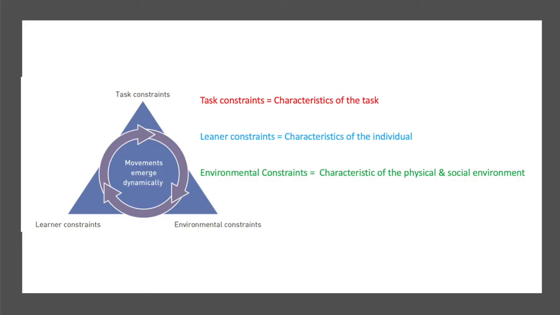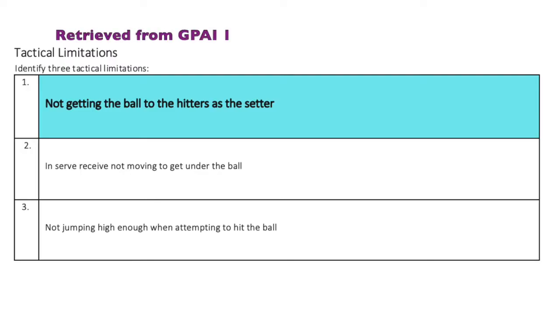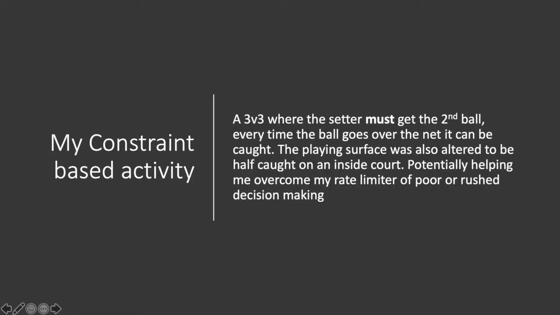To tackle my tactical limitation, I devised a constraint-based activity. Carl Newell theorized that learner, task and environmental constraints are interdependent and elicit particular movement in response. In other words, as a result of task, learner and environmental constraints, my body self-organized to produce a certain tactical strategy. To help me overcome my tactical limitation of not getting the ball to the hitter, I implemented a task constraint of 3v3, where the setter must get the second ball every time and the ball going over the net can be caught. An environmental constraint of playing half court on an inside court was also implemented.